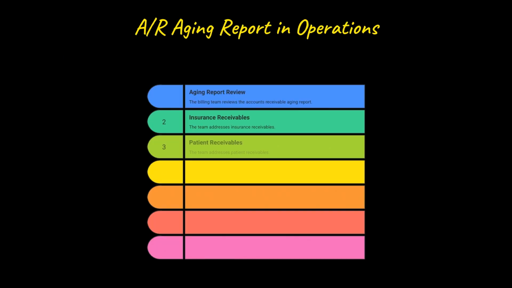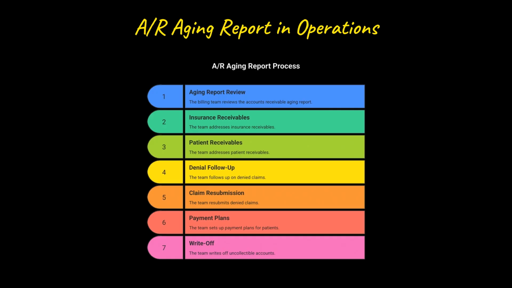In practice, the billing supervisor reviews the aging report weekly or monthly. Higher age insurance accounts receive denial follow-up, resubmission, or appeal. Patient accounts get statements, calls, and payment plan offers. Accounts that exhaust internal efforts move to external collections or write-off.